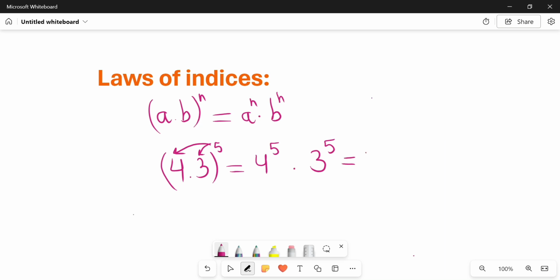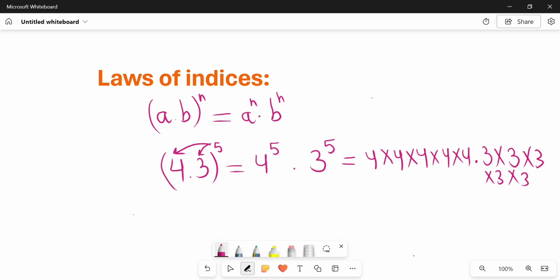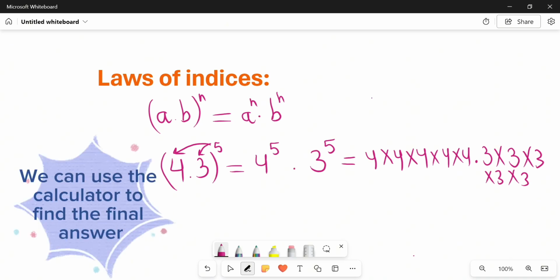So it would be 4 times 4 times 4 times 4 times 4, because we have 4 to the power of 5. So it's like the 4 multiplied by itself 5 times. And then we have the 3 multiplied by itself 5 times, because we have 3 to the power of 5. So it would be 3 times 3 times 3 times 3 times 3. And we can use the calculator to find the final answer of that.